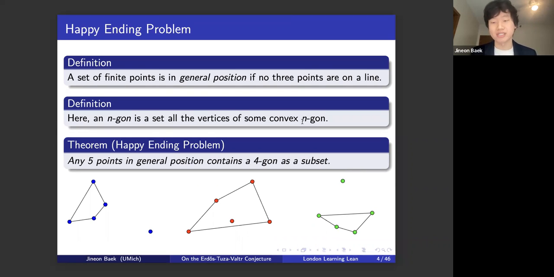So a fourgon is a convex fourgon. And with that, the happy ending problem states that any 5 points in general position, where no 3 are on a line, contain a convex fourgon as a subset. What you see at the bottom is a bunch of different cases for that theorem. For example, if we take all the blue points, 5 points in general position, we have that convex fourgon as a subset. And what you see is actually a proof of the happy ending problem.